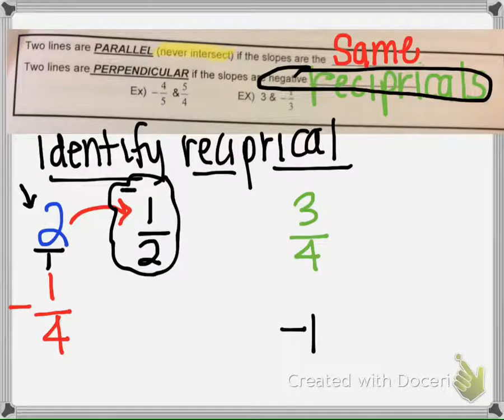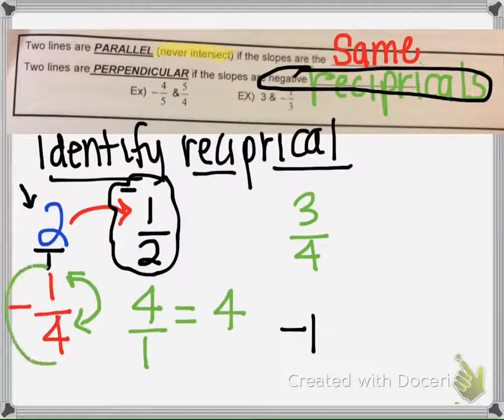Okay, so if we take a look at the second one here, if we had negative 1/4, and we want to find the reciprocal, we would flip them, which 4 over 1 is just 4. And since this one is negative, then this one's just going to be positive. And that is what we call negative reciprocals. One of them has to be negative, one of them has to be positive.